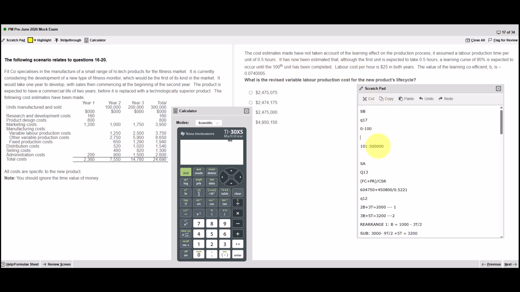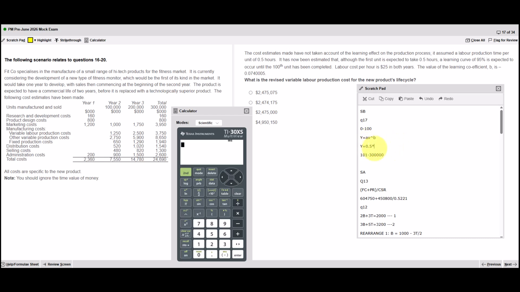So we've got two separate calculations, working out what happens between 0 and 100, and then work out what happens between 101 and 300,000. Using the formula that we just looked at, y equals ax to the b. Y is the average time per unit based on a particular number of units. A is the time for the first unit, which is 0.5. Now, if we work out the average time for the first 100 units, and then I multiply it by 100, that will give me the time for the first 100 units.